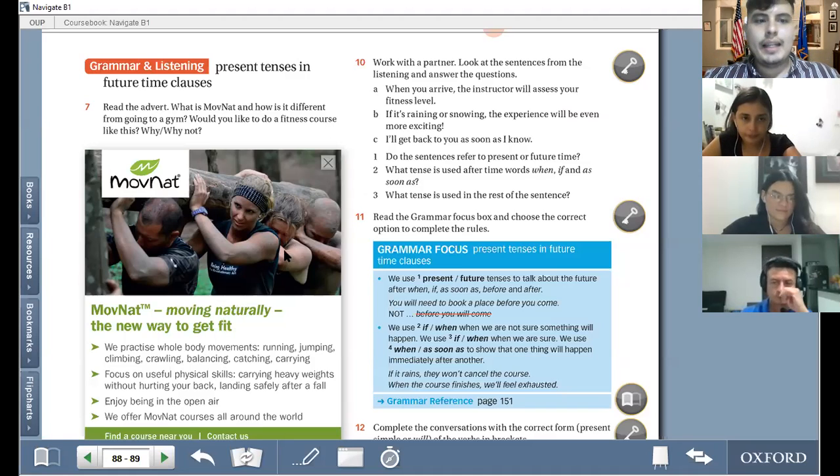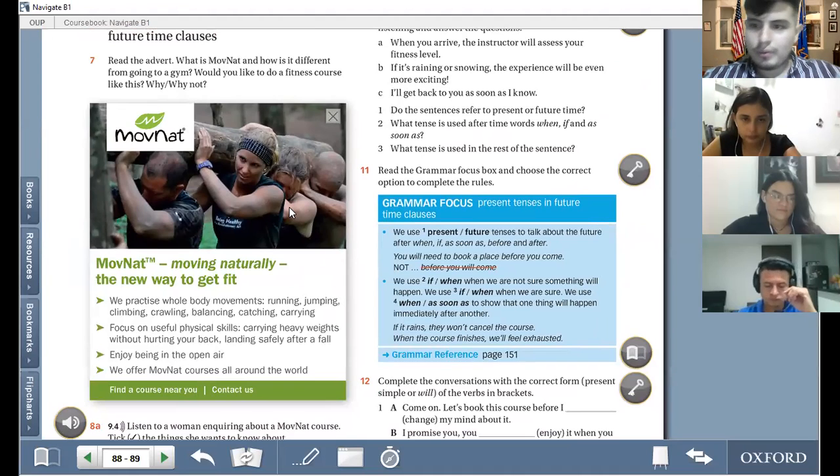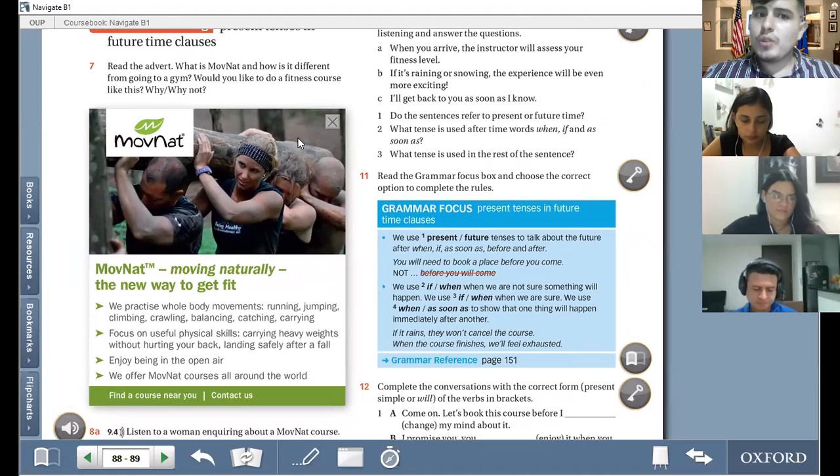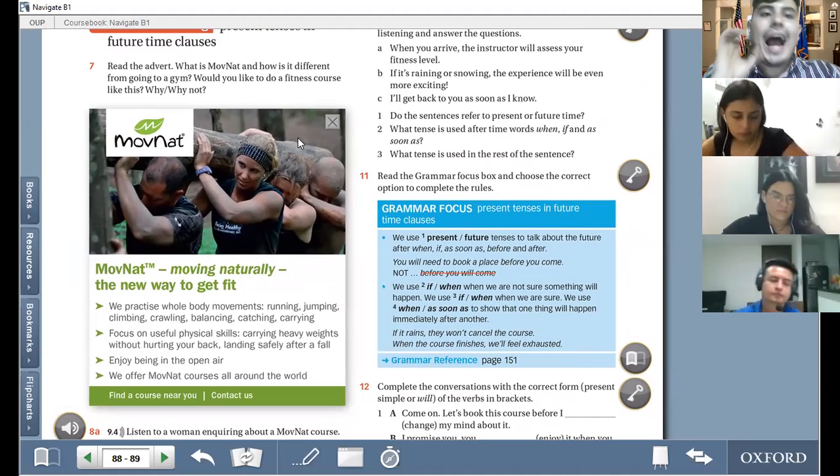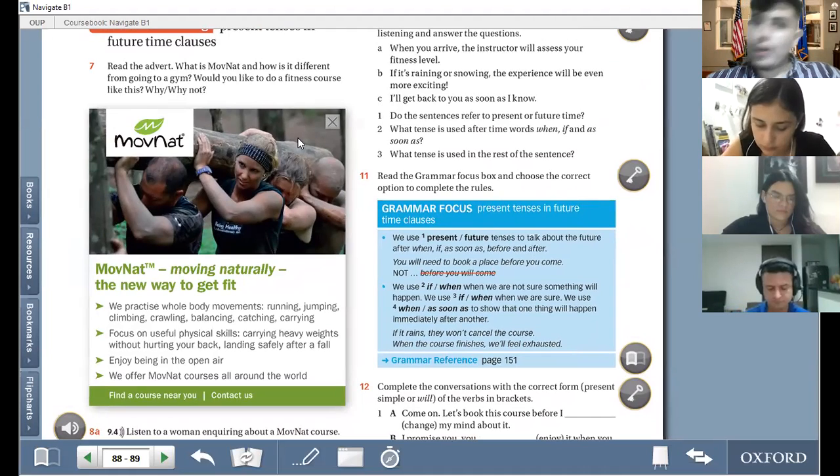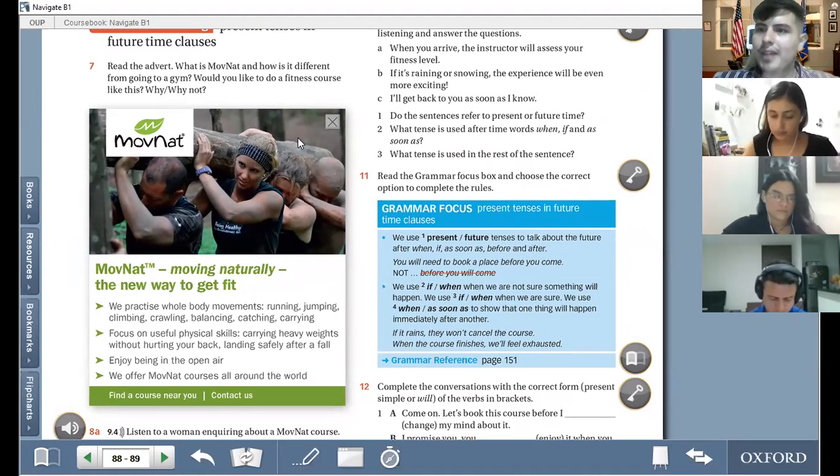Now, let's take a look at the first part of this lesson. Read the article, what is movement, right? And how is it different from going to a gym? Would you like to do a fitness course like this? Say why or why not? Okay, it's really short, so I'm going to give you 3 minutes in order to read it and 3 minutes in order to answer the 3 questions. Go ahead.